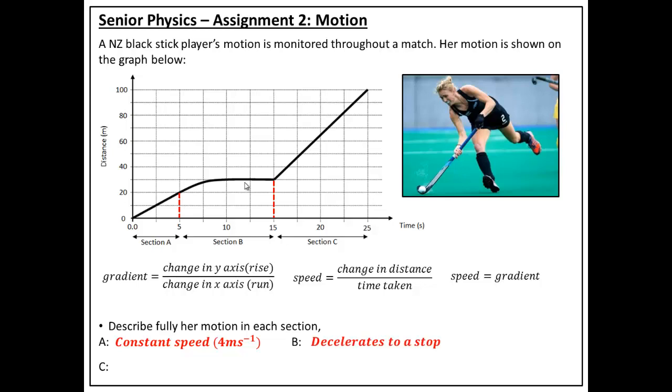And finally, section C, just like in section A, is a straight line. There's no change in gradient and therefore no change in speed, so we can say it is a constant speed. There's 7 meters per second. If we look at the graph, it is a change in distance of 70 meters divided by the time taken of 10 seconds, and therefore we get 7 meters per second. So you can see it's a steeper gradient, it's a bigger speed than in section A.